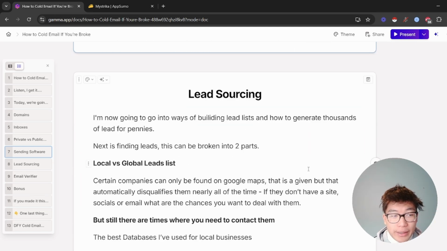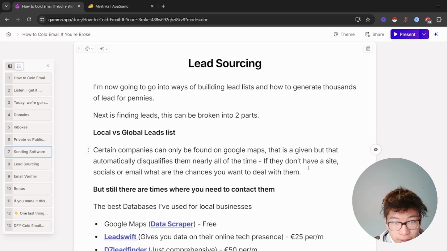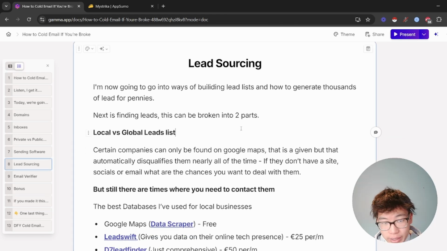So moving on, the next thing on the list is lead sourcing. Of course, you need to figure out how to actually source leads and figure out everything on this end. I'm going to be going into the ways of building lead lists and how to generate thousands of leads for pennies. Specifically, if I were to give you an exact number, it's $1.50 for about 1,000 leads, and I'll go through it now.